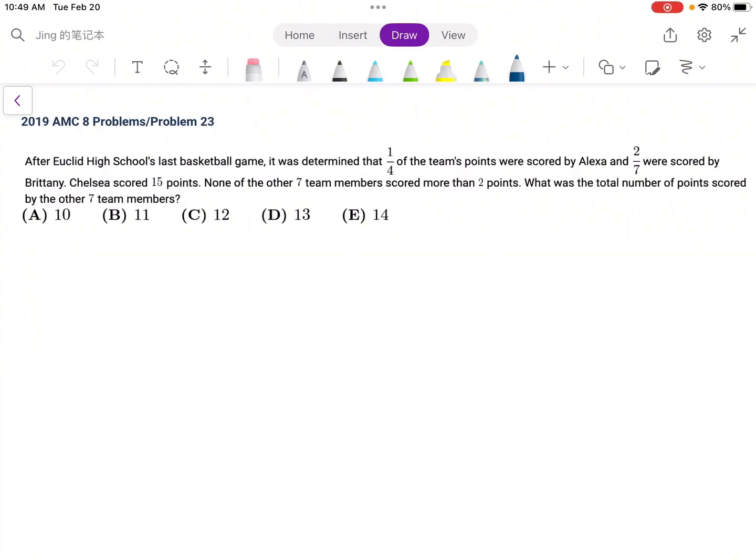Let's assume the total number of points earned by the other 17 members is n, and because the 17 scored no more than 2 points, n should be smaller than 7 multiplied by 2, which is 14. N is a number smaller than 14. And let's assume the total score of the whole team is T.